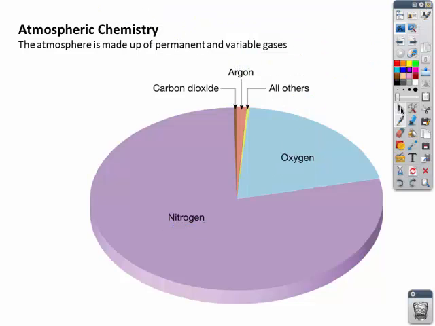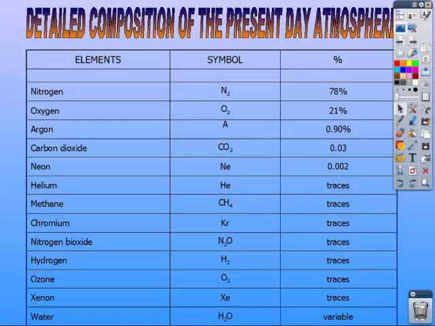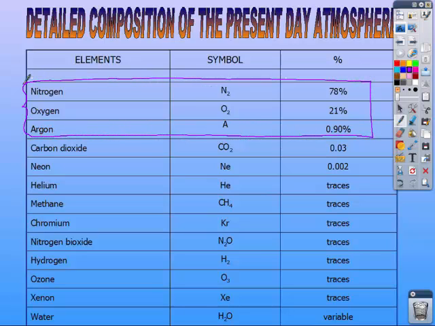So let's take a look here on the next slide. Here's what we're talking about: nitrogen, oxygen, and argon. That is 99% of our atmosphere, permanent gases. And then you have the variable gases. The important ones here are carbon dioxide, CO2. It is a greenhouse gas, meaning it traps energy to Earth's surface. It's going to heat the planet.